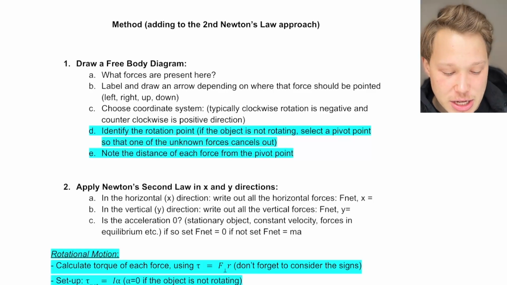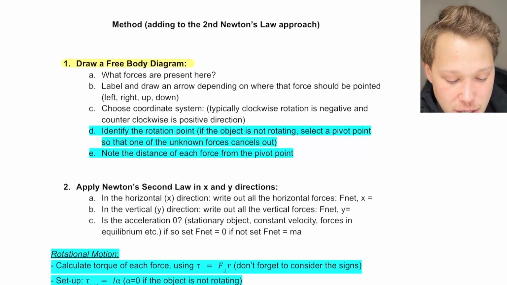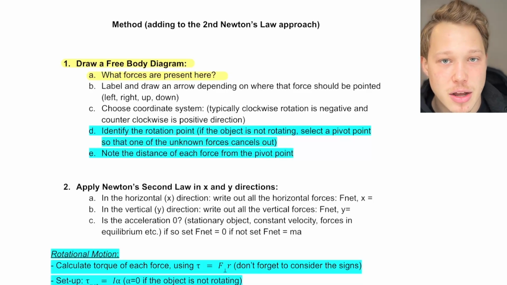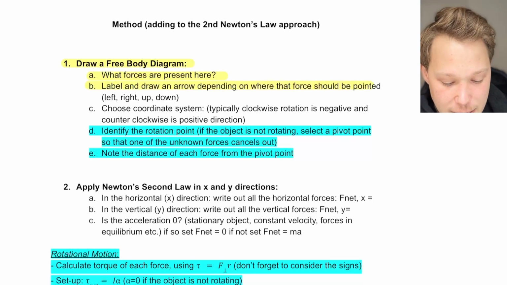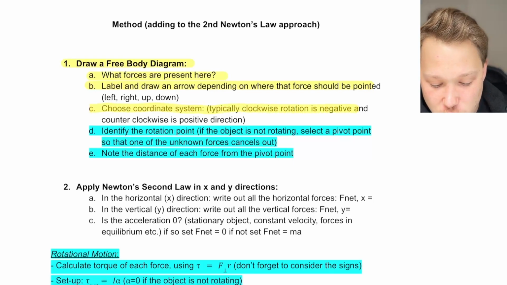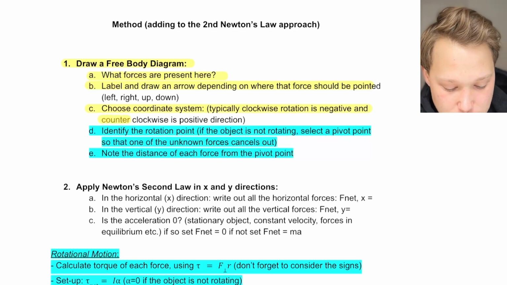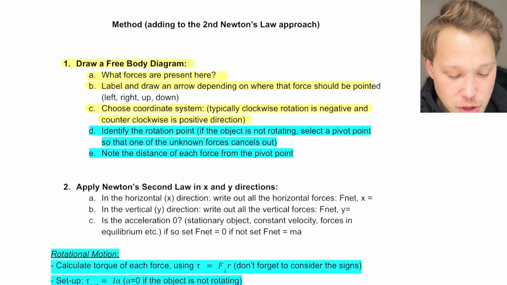What we did there essentially is, first, we started any problem by drawing a free body diagram. On that free body diagram, we showed what forces are present, like tension and the mg force, etc. We labeled these forces and chose a coordinate system. Now, if we talk about torque, clockwise rotation is typically considered negative and counterclockwise is positive. So those are all steps that are already well familiar to us from the unit of forces.